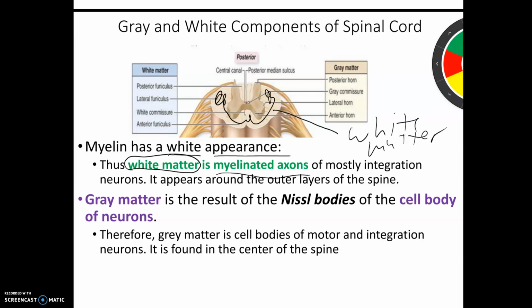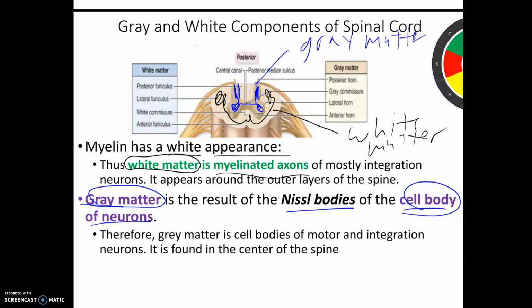Now, if you remember, I said that the Nissl bodies, the ribosomes, are in the cell body, and they're gray. So gray matter is the cell body of neurons. So this is all the gray matter right here. So this is gray matter. So gray matter, cell bodies. White matter, myelinated axons. So basically, our central nervous system is going to have a bunch of cell bodies, and then white matter, which is the myelinated axons going off of it.